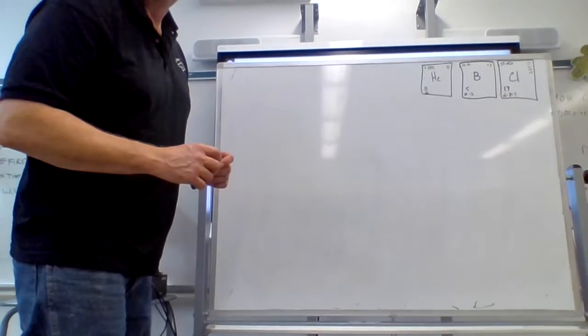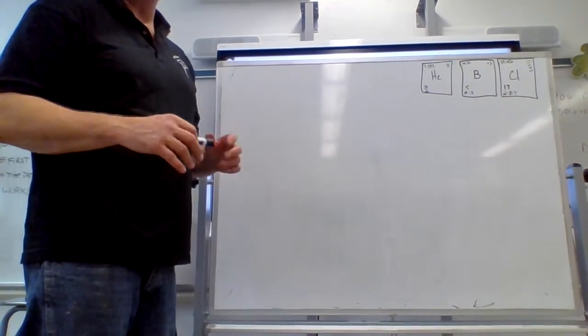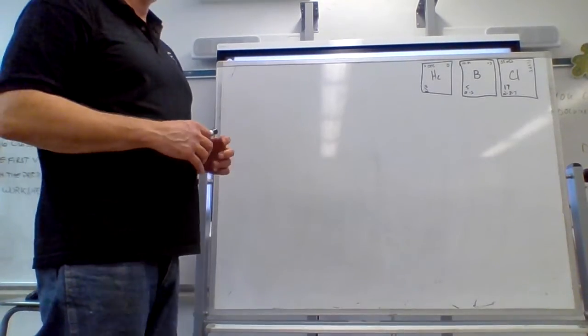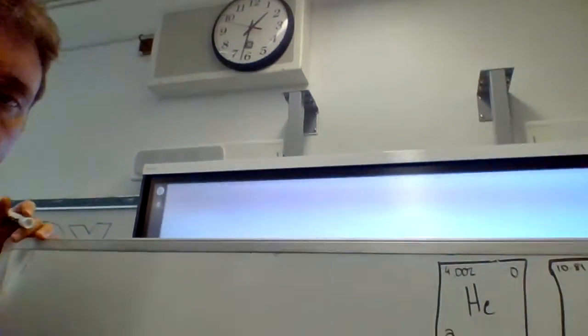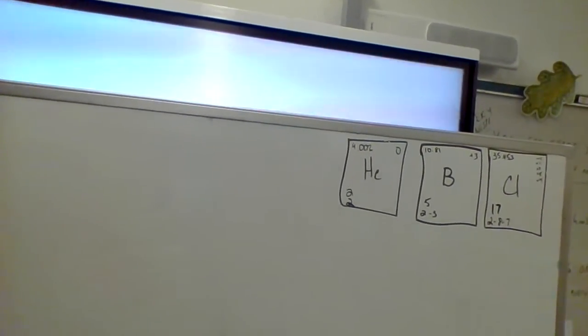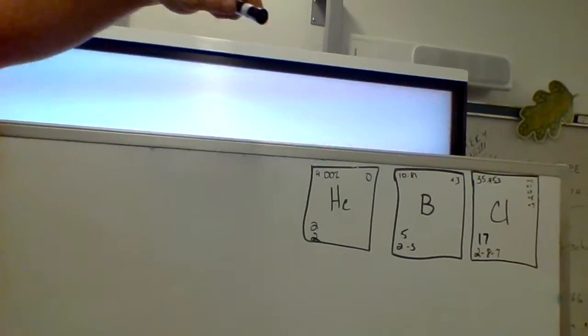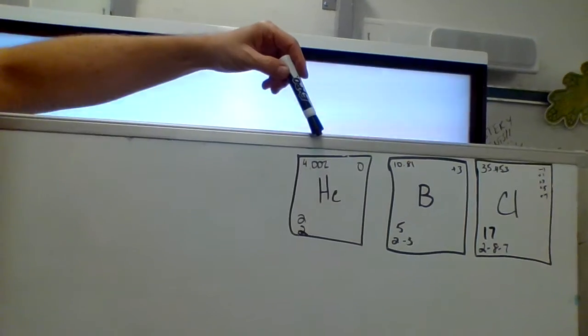All right, students. So we've been talking about electrons, electron configurations, where the electrons go. So let's look at these three examples to talk about exactly where the electrons go with each different element and how that's written and what the different conventions are for that. So we're going to focus on these three elements.